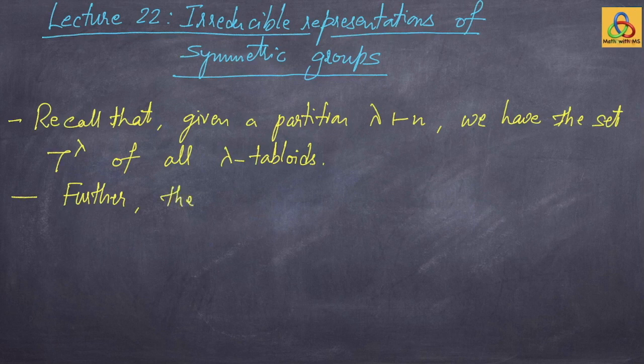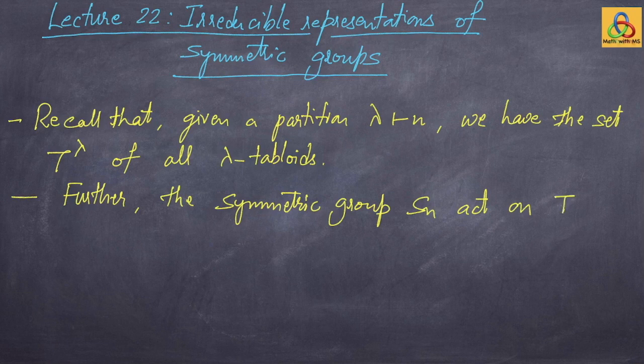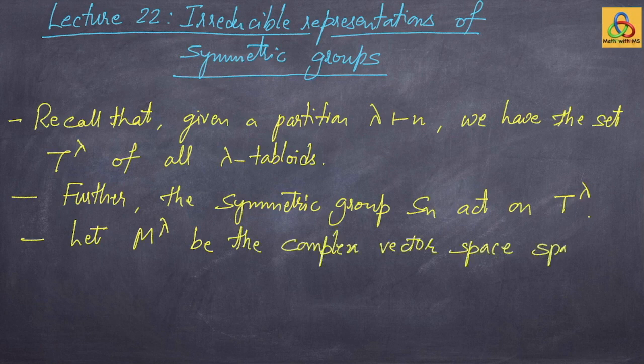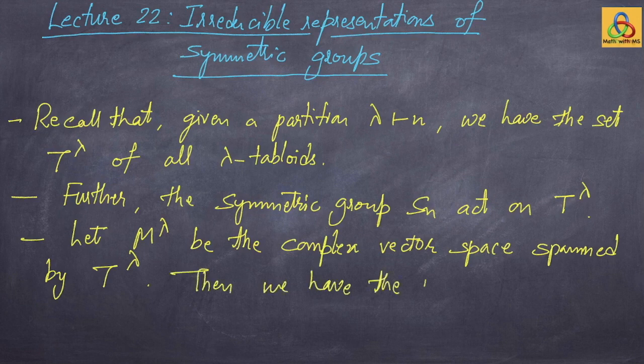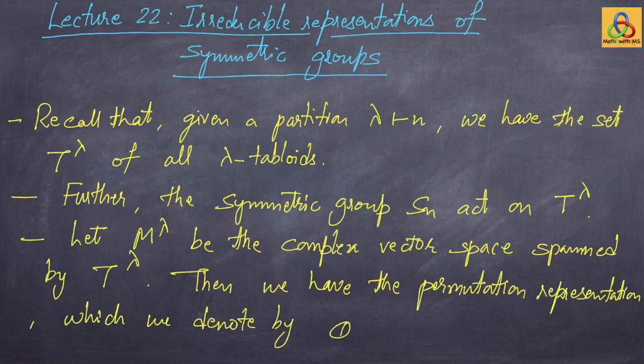Further, the symmetric group Sn acts on this set T lambda of all lambda tabloids. We know that a symmetric group will map a lambda tableau into some other lambda tableau, and this action induces an action on the set of all lambda tabloids. So there is an action of the symmetric group Sn on T lambda, and therefore we can talk about the corresponding permutation representation. Let M superscript lambda be the complex vector space spanned by this set T superscript lambda. Then we have the permutation representation, which we denote by phi lambda, from the symmetric group Sn to GL of this complex vector space M lambda.